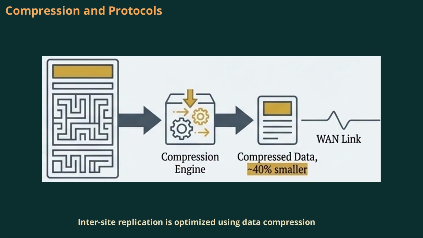Inter-site replication is optimized using data compression. Before data is sent over the WAN, it's compressed using the Xpress algorithm, a variant of LZ77 and Huffman coding, achieving about a 40% reduction in size. Modern domains use DFSR with remote differential compression, RDC, to transmit only changed file blocks. While compression saves bandwidth, it does add CPU overhead to bridgehead servers, a necessary trade-off for WAN efficiency.